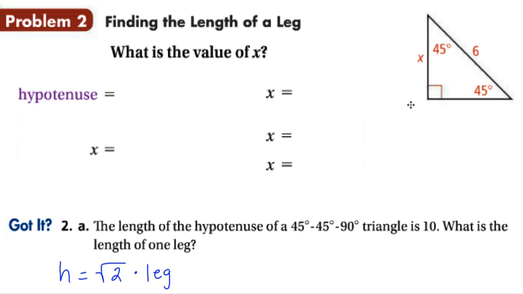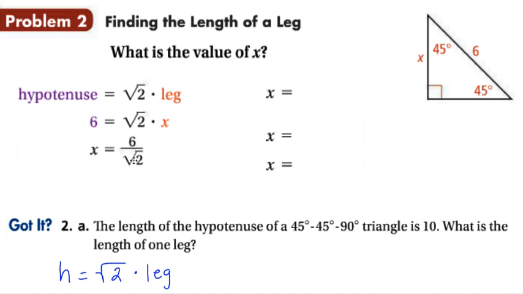Problem number 2, finding the length of a leg. What's the value of x? Same formula, square root of 2 times the leg. Now just substitute in what you know. This time we know the hypotenuse, which is 6. We're looking for x, which is the leg. So we're going to divide both sides by the square root of 2. And we get x equals 6 over the square root of 2.